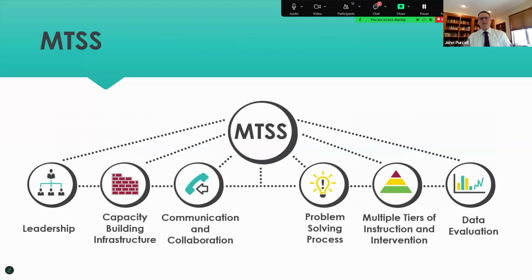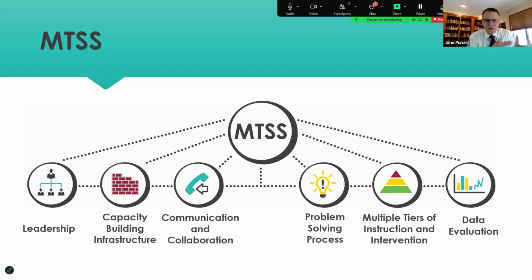All right, 30,000 foot view of MTSS, multi-tiered system of supports. These are the 6 domains in the MTSS framework. The 6 are interdependent and independent: leadership, capacity building for staff, making sure that they have the training they need, communication, collaboration. All of those are important, and they work independently as well as interdependently.